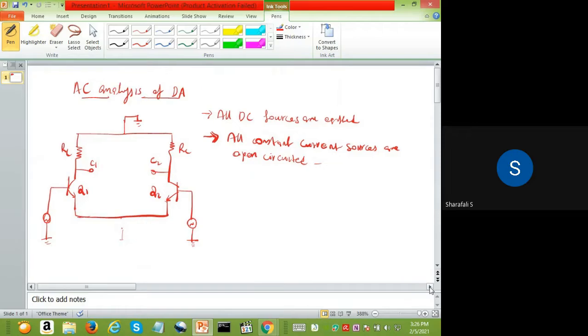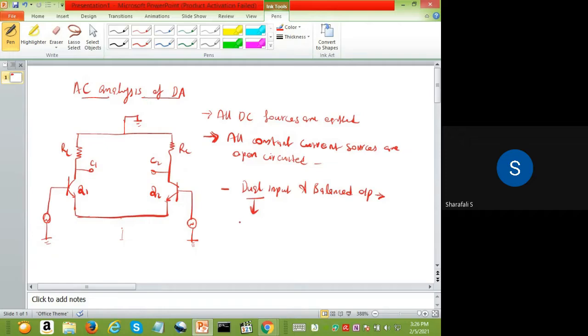Now, in order to have this balanced, dual input, we are considering dual input and balanced output configuration. So for this, first we will treat each of these transistor actions separately.